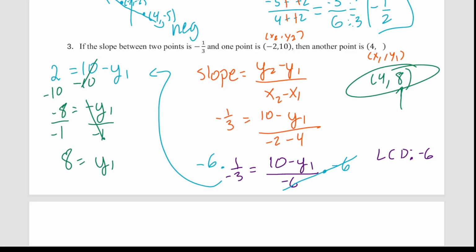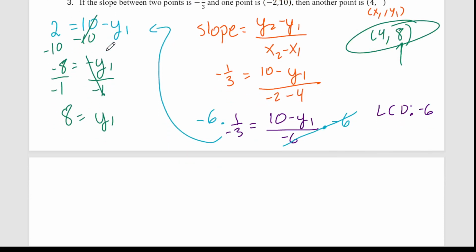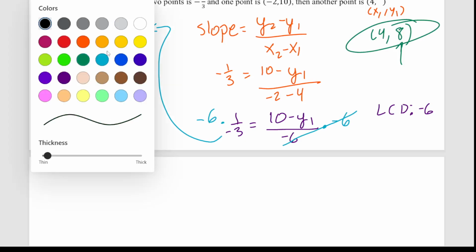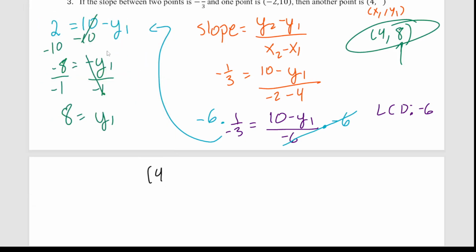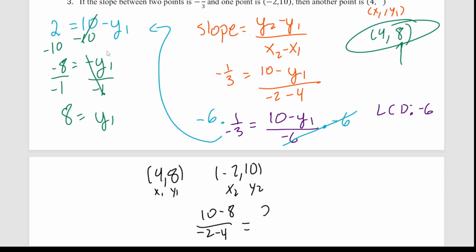Then I would encourage you to go ahead and double check yourself. So double check, well, if I actually plug this back into the slope formula, do I get what I expected? So the slope between 4, 8 and negative 2, 10. If I'm going to label x1, y1, x2, y2, 10 minus 8 over negative 2 minus 4. 10 minus 8 is going to get us 2. Negative 2 minus 4 gets us negative 6. 2 divided by negative 6, both of those are divisible by 2 to end up with 1 over negative 3. That is negative 1/3. We know we did the problem correctly.